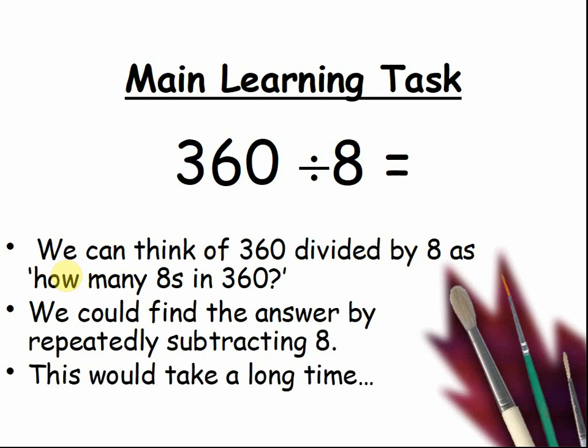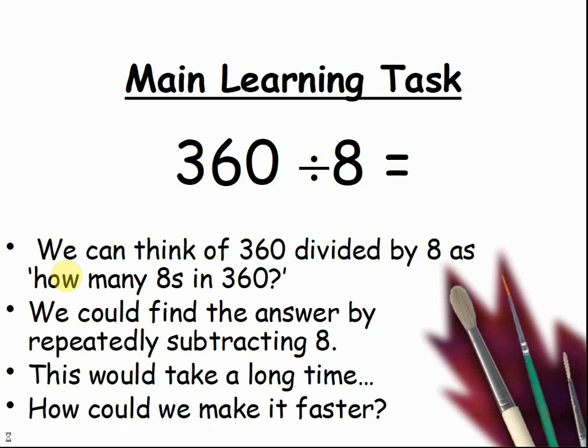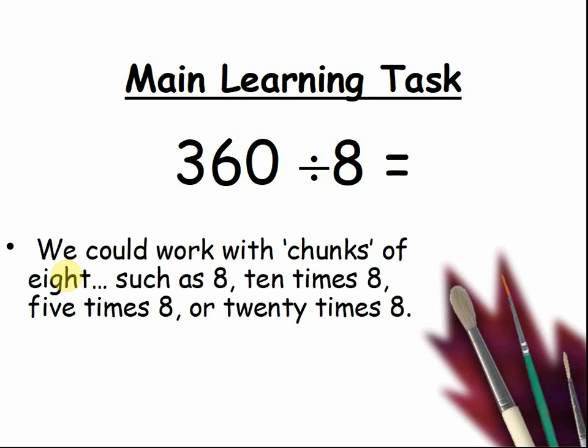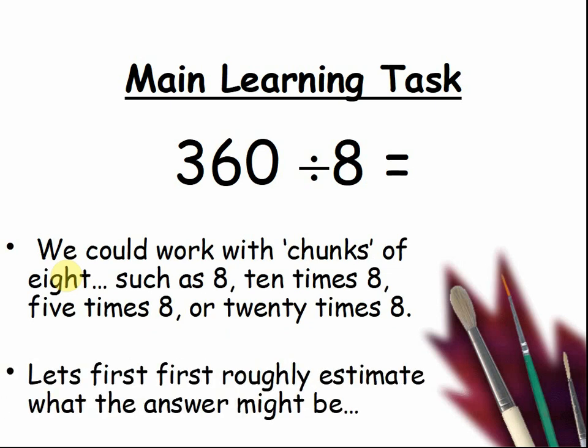This would take a long time and it's not very accurate because you may make a mistake. How could we make it faster? Pause the video and discuss it with your teacher. And while you're here, you could also work out what a rough answer might be. 360 divided by 8. We could work with chunks of 8, such as 10 times 8, 5 times 8, or 20 times 8. Let's first roughly estimate what the answer might be. Pause the video and discuss with your teacher.